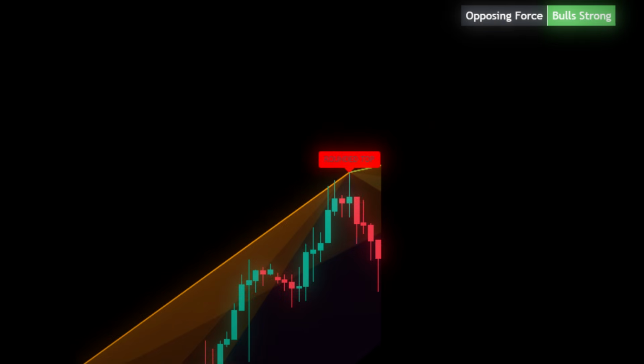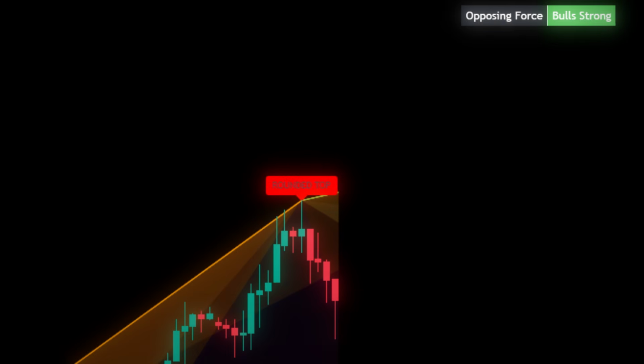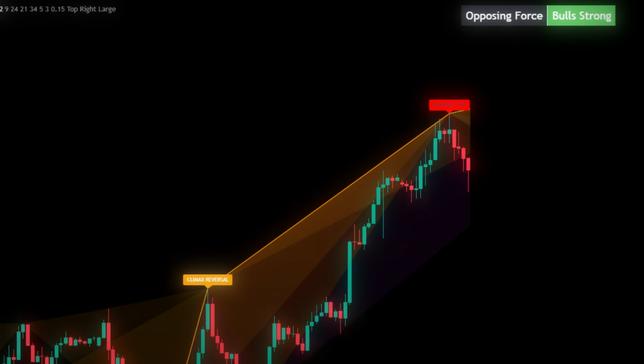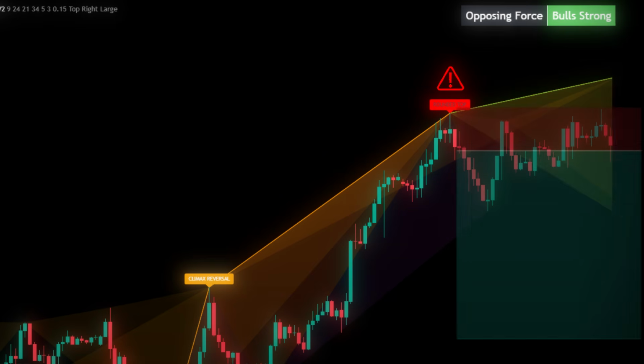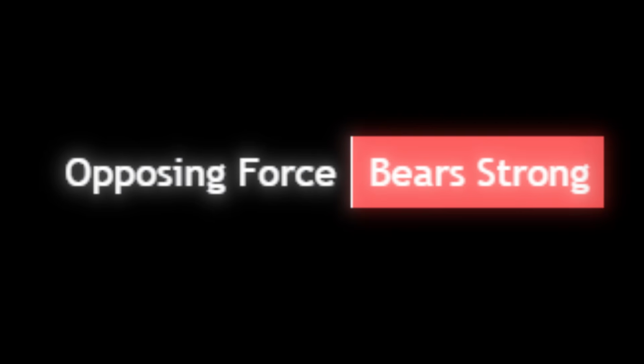Up in the corner of your chart, you'll see a small dashboard box. This tells you whether bulls or bears are currently stronger based on recent momentum peaks, and it is not a decoration. This dashboard is your veto system. If you see a bearish red pattern but the dashboard is strongly green, that's the indicator warning you might be trying to fade a trend that isn't finished yet. Green dashboard means buying pressure is dominant. Red means selling pressure is dominant.